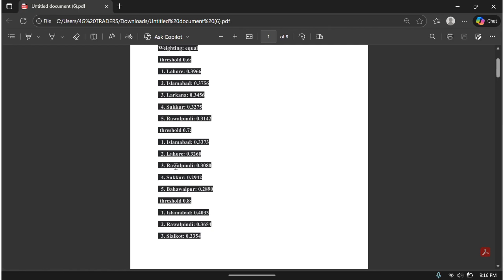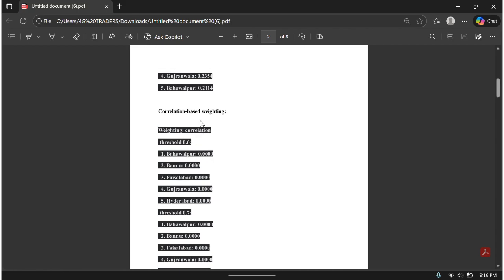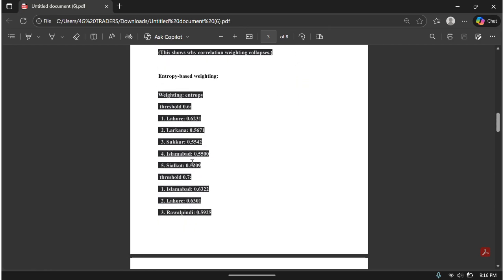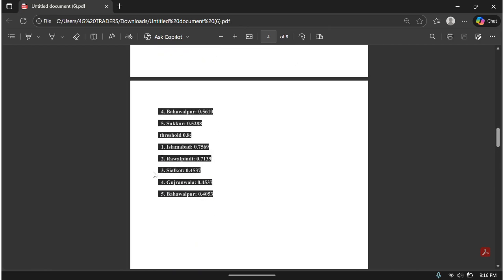These cities have high degree centrality because they connect to many others, and they also have good eigenvector scores due to being part of dense clusters. Now, in the correlation-based weighting, we can see that the output collapses to zero. This is because the centrality vectors across categories are almost perfectly correlated. So mathematically, the correlation matrix becomes redundant and the weight for each category becomes zero. Now, with entropy weighting at threshold 0.8, we can see that Islamabad rises to 0.7569 and Rawalpindi to 0.7139. This tells us these cities show significant diversity in centrality across categories, which entropy rewards.